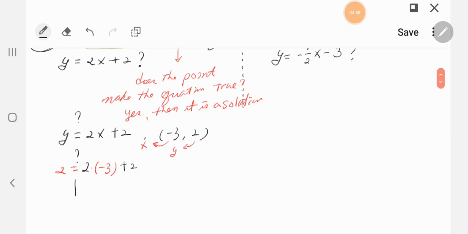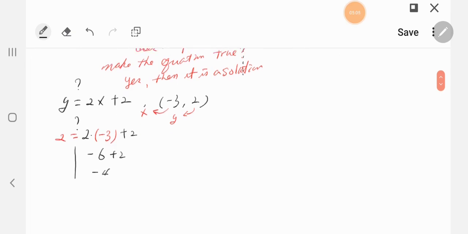So the left side is 2, the right side is negative 6 plus 2, which is negative 4. Look at this, negative 4 is not equal to the left-hand side, right? So the equation is not true. So no, this is not a solution.